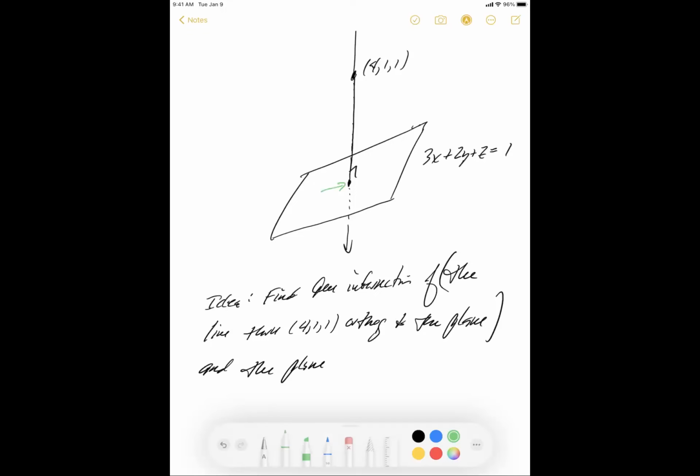Thank you. Are the coefficients of the plane that make up a vector that's orthogonal to the plane, right? Yes, the normal vector is 3, 2, 1. Okay. And that's going to be the direction vector for your line.